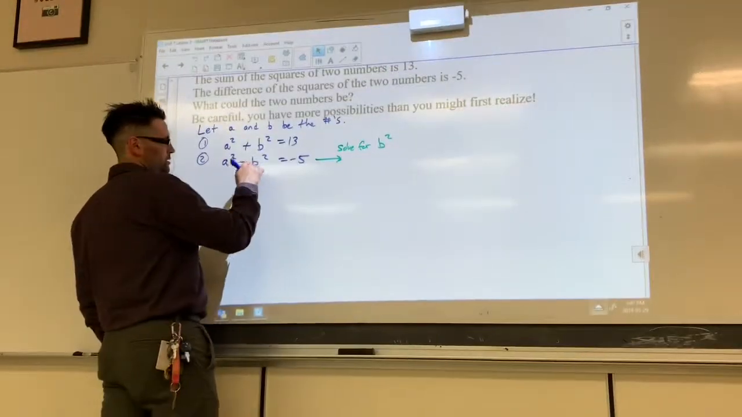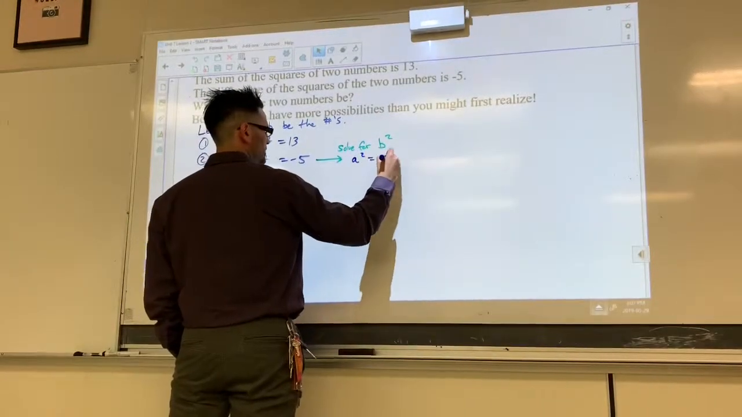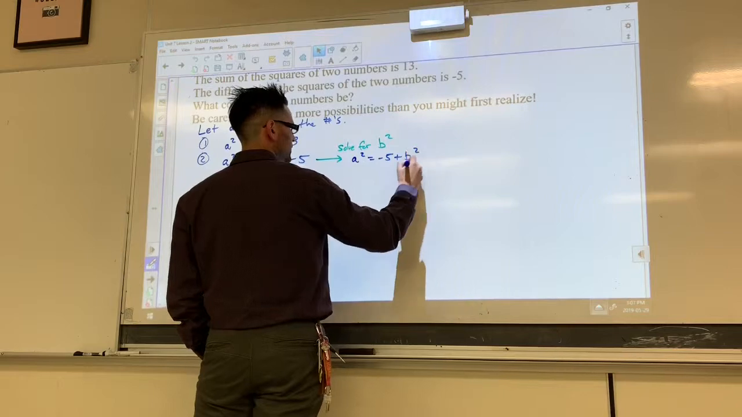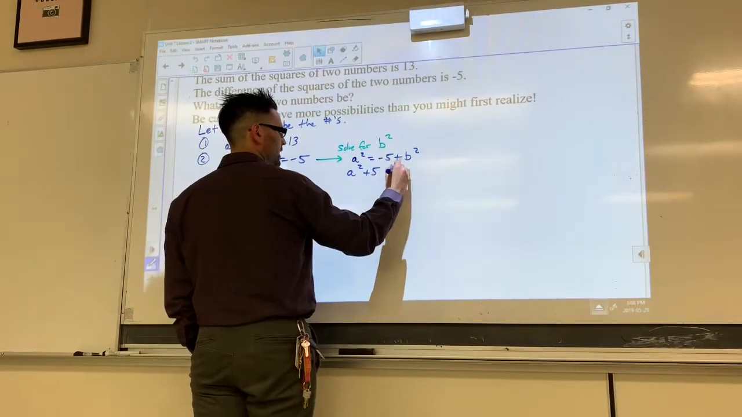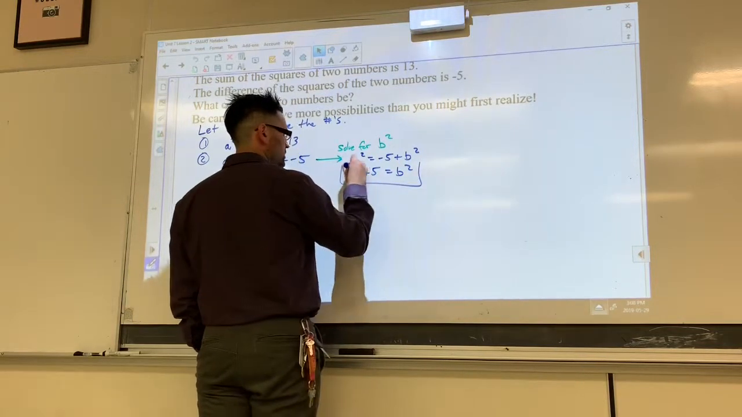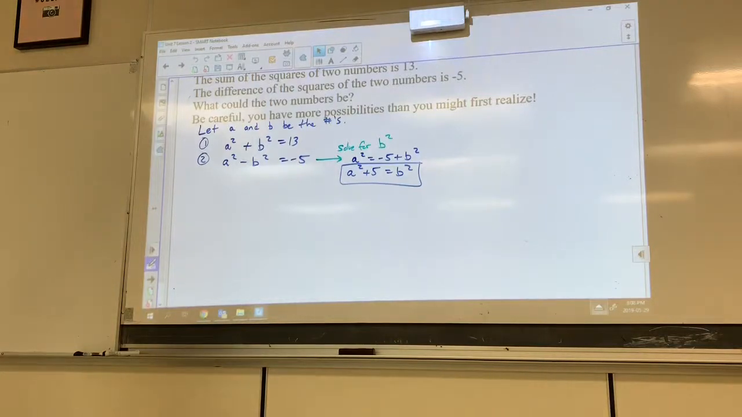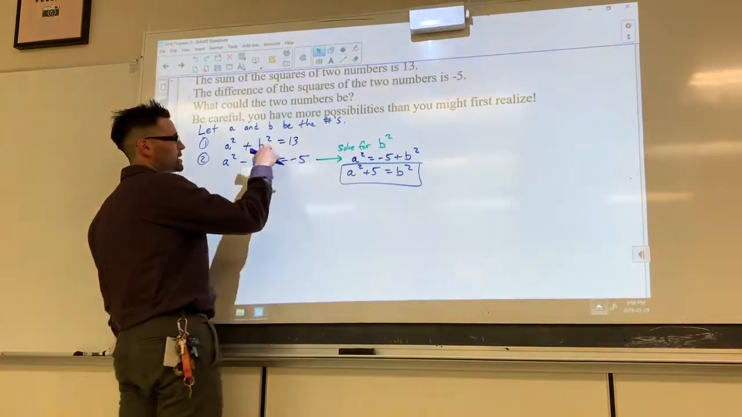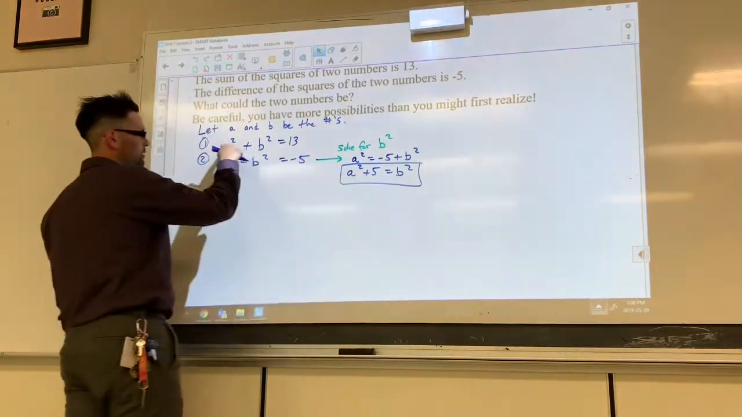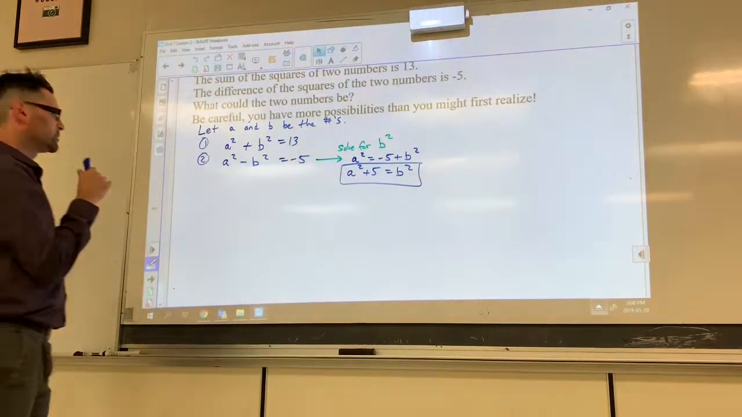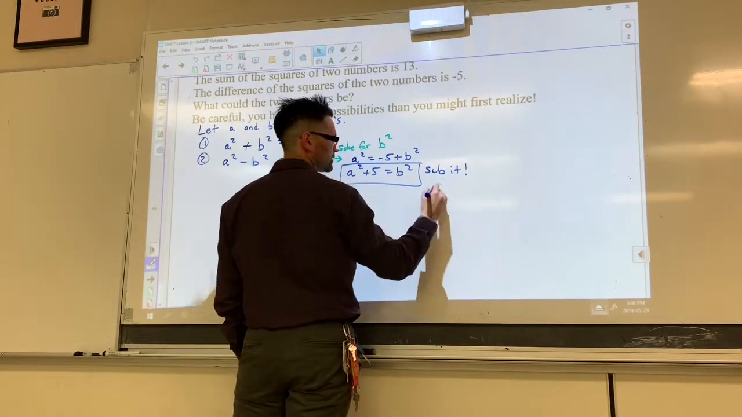So I'm going to add B squared to both sides. I get A squared equals -5 plus B squared. Then I add 5 to both sides, so I get A squared plus 5 equals B squared. Put a box around that because you'll be back. Now I know what B squared is, and that enables me to solve equation 1 because now I just have one variable. So we're going to sub into 1.